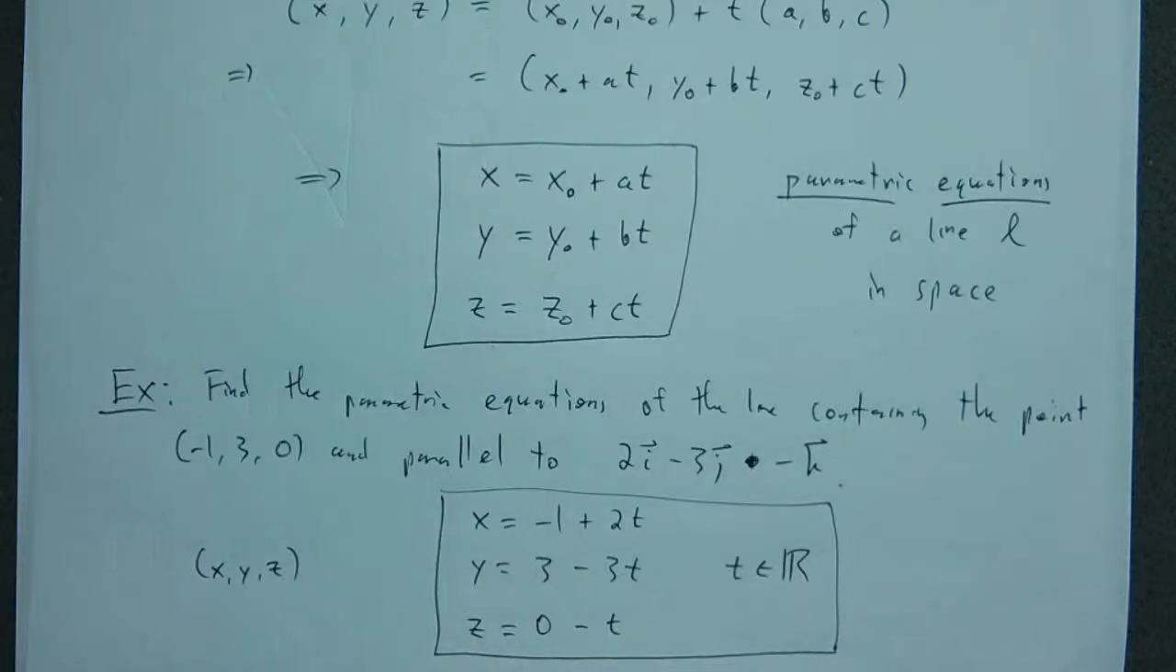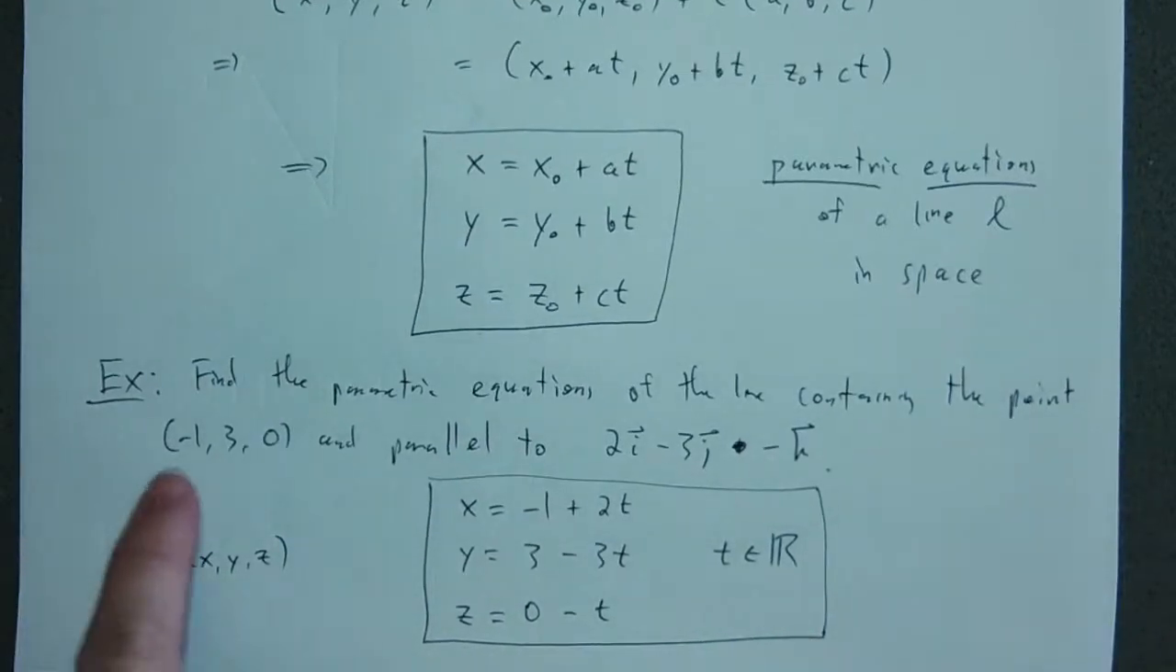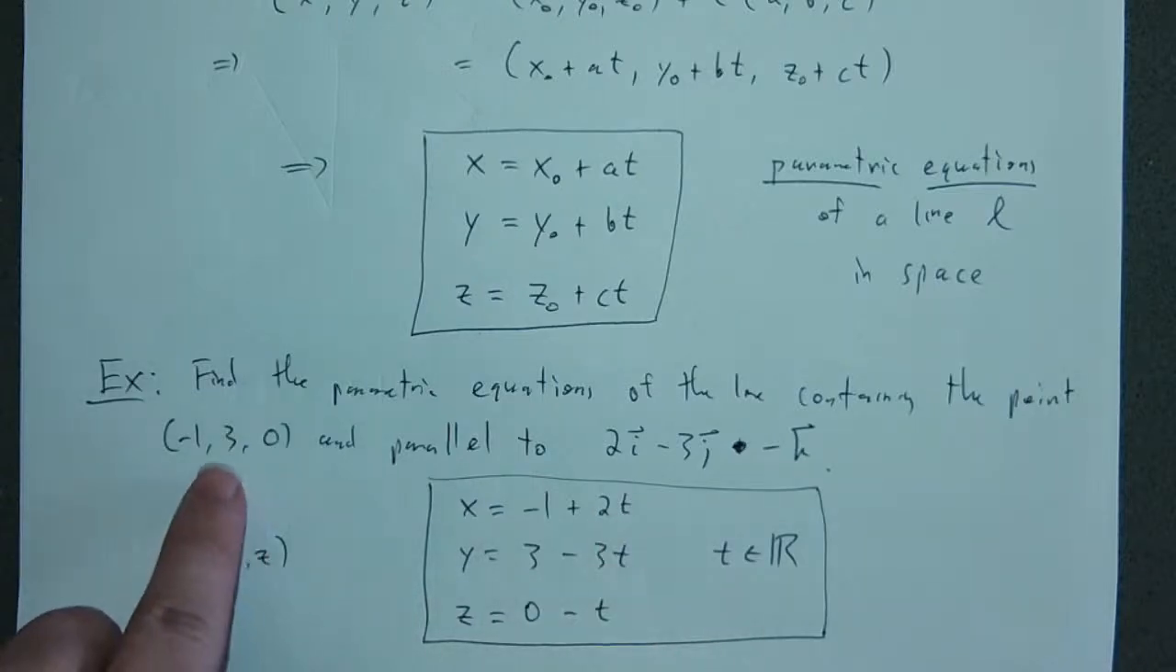What's one example? I didn't have to give you this point. A line contains infinitely many points, so I could have given you some other point on it, and in that case, these would have been different. Instead of having -1, 3, and 0 here, I could have given you another point on this line. In fact, someone tell me another point on this line. Well, I'll make it easy for you. If I set t equal to 0, what point do I get? My initial point. What if t is equal to 1?